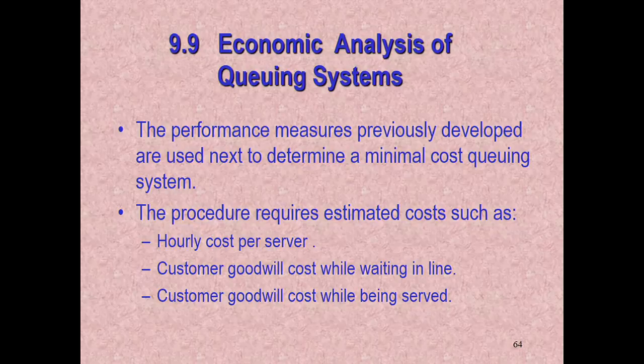So what goes down is the waiting time, and there is a cost associated with that, right? There's a cost for your customer to wait in line. It's kind of hard to measure what that cost is, but we want to try to estimate that. So, the performance measures previously developed are used next to determine a minimal cost queuing system. The procedure requires estimating costs, and it's hard to do. Hourly cost per server is pretty easy to do. We know what we pay people, right? That's an easy thing to do.